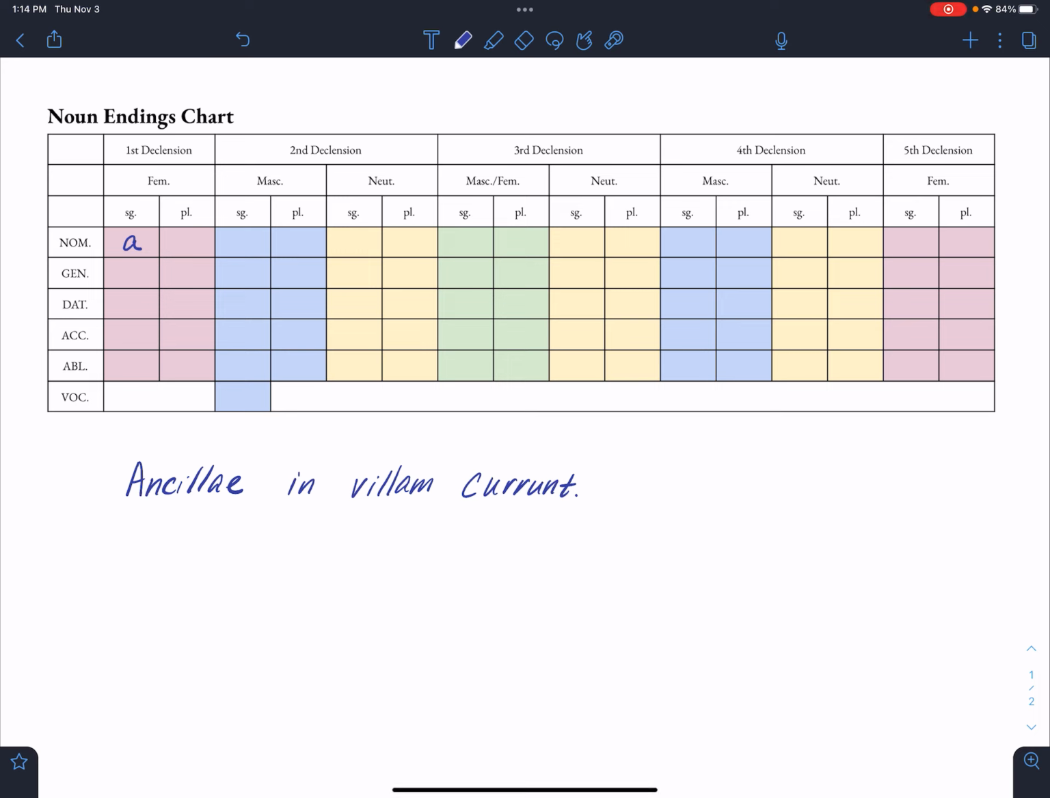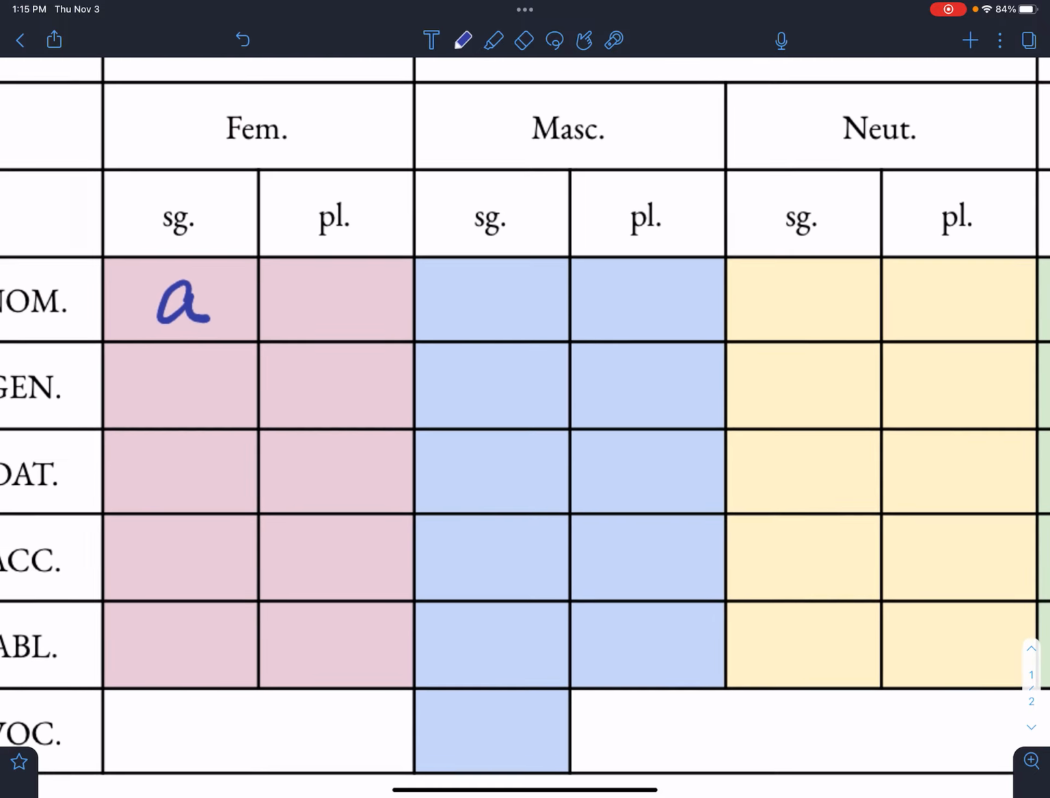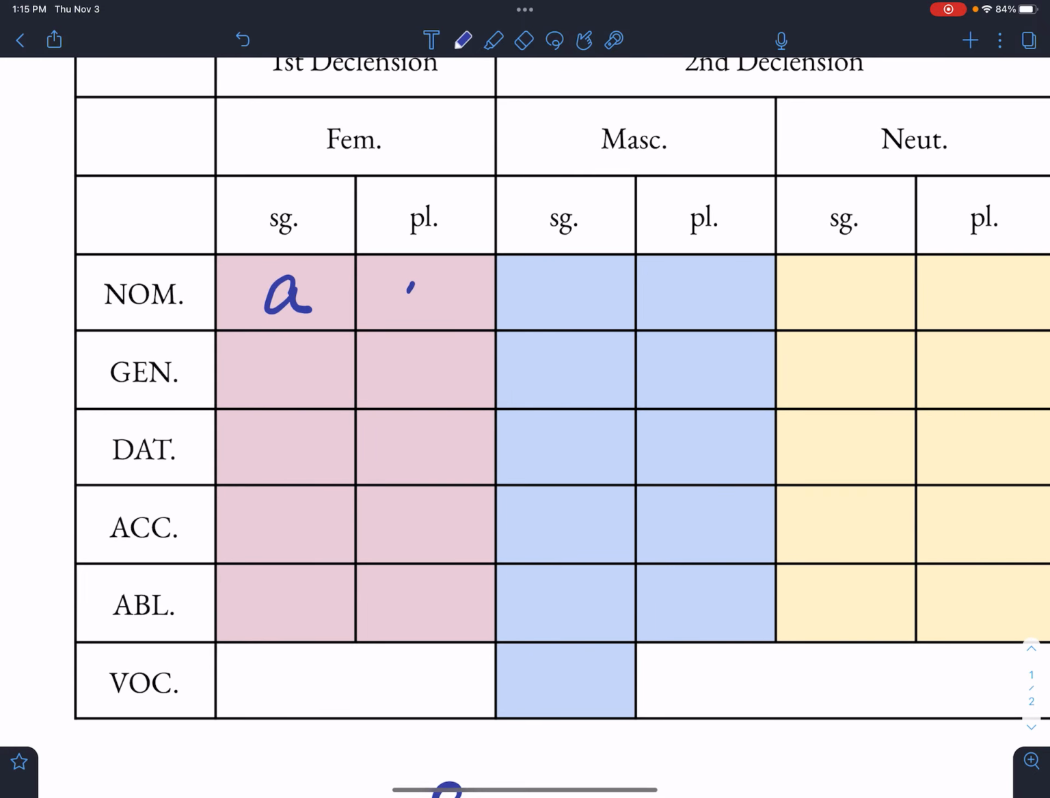Okay, now, in this sentence, we've got ancillae in villam curant. All right, so what's my subject here, everybody? Ancillae. Now, take a look at the verb, it ends in NT, so is it singular or plural? Plural. So does that mean my subject also has to be plural? Yes. And do we have a plural subject? Yes, it's ancillae. So we're going to put our second ending up here. Right there. That's where that goes. Okay, so far so good? All right.